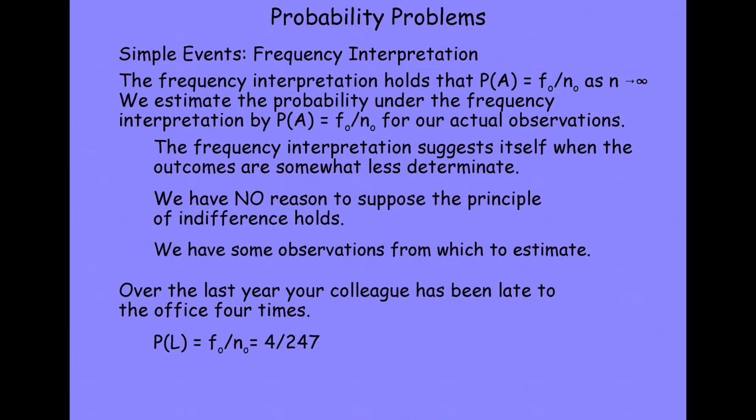So then we can come up with an estimate for the probability that your colleague will come in late by taking our favorable or target observations, those 4 times the colleague didn't come in on time, and dividing that by the total number of observations that we've made. So in a given year, assuming you have 2 weeks off and a few holidays, you've got about 247 work days. So 4 divided by 247.